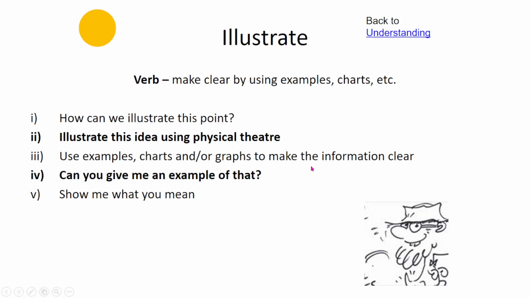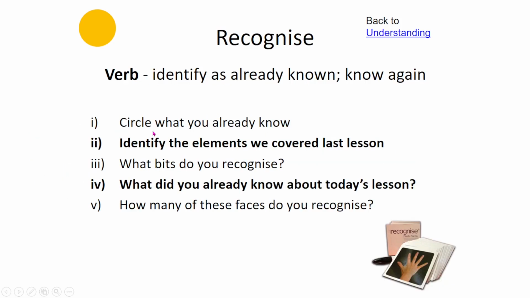Recognize: identify as already known. Circle what you already know. Identify the element we covered last lesson. What bit do you recognize?